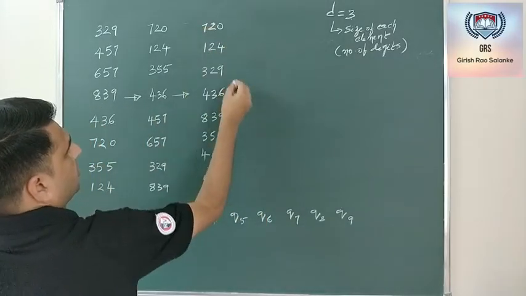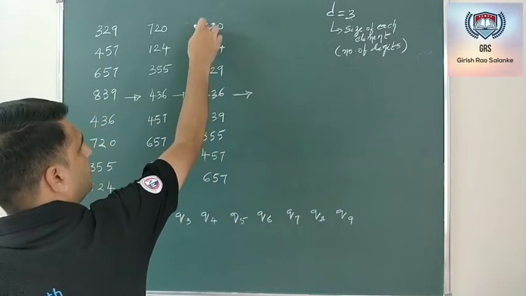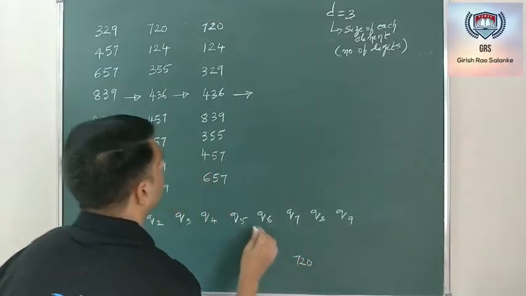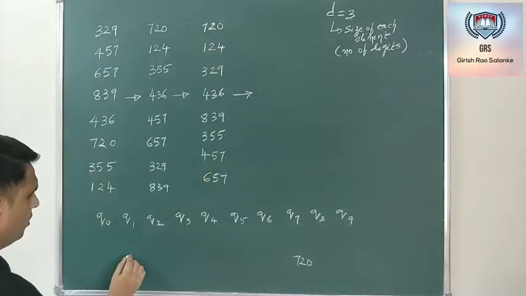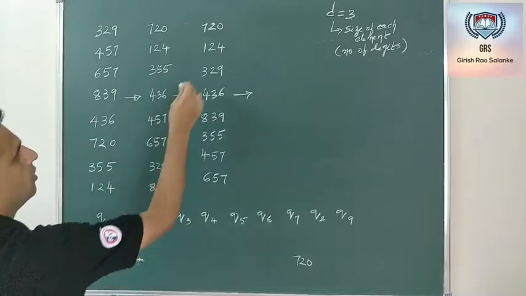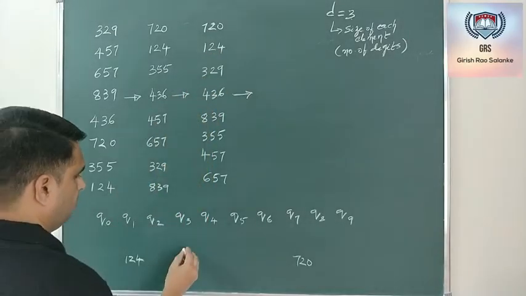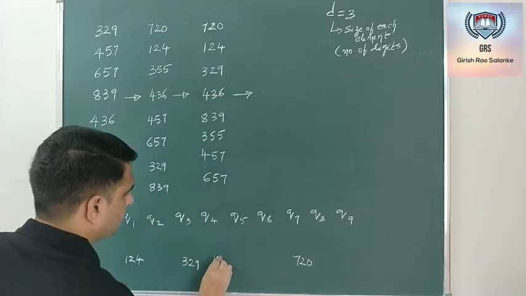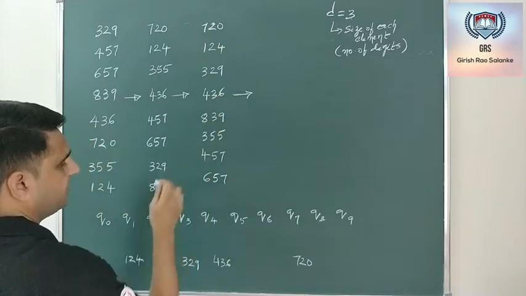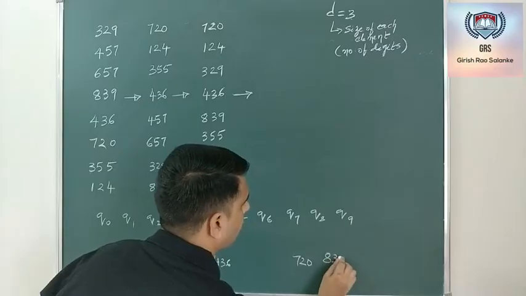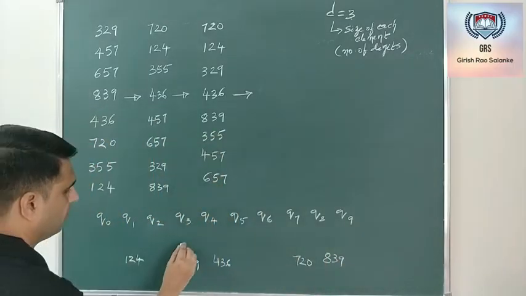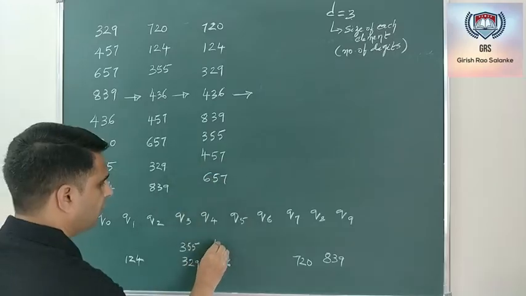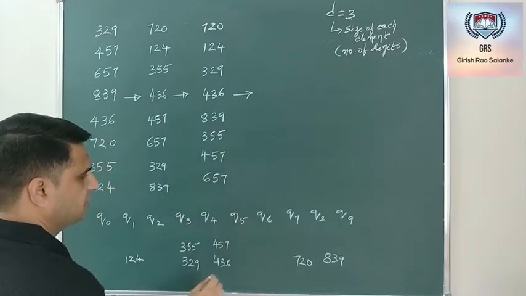Now 720. So it should go to the 7th Q. The 7th Q is 720. Next 124, the Q indexed with 1. 329. Next 436. Next 839. Next 355. 457. Next is 657.